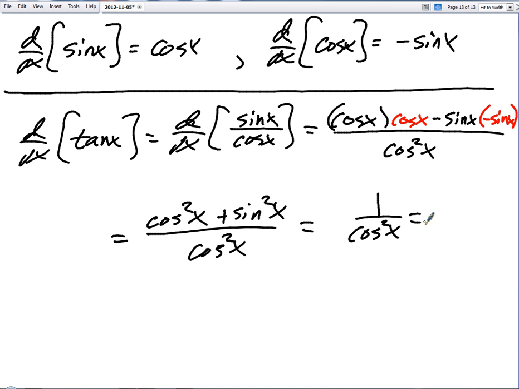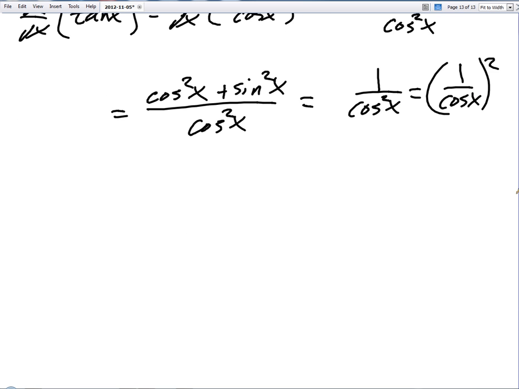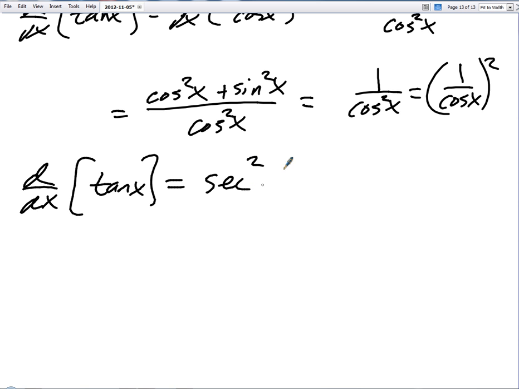And now 1 over cosine squared. Wouldn't you agree that's the same thing as the quantity 1 over cosine x squared. Yes. And what's 1 over cosine x? Secant, yeah. So how about that? We've got a new trick. We now know that the derivative with respect to x of tangent x equals secant squared x.